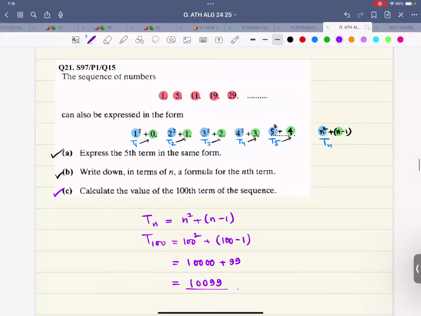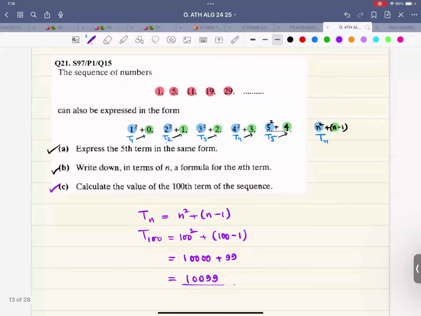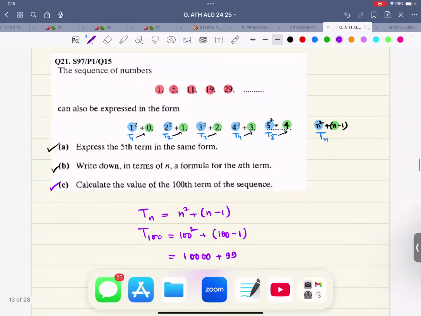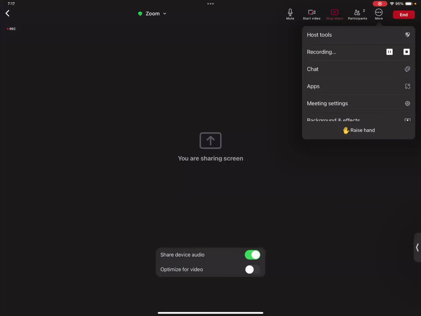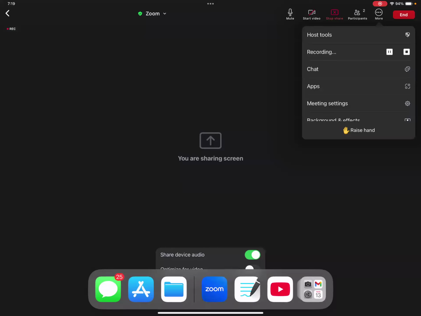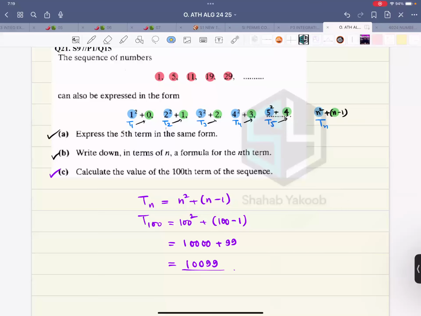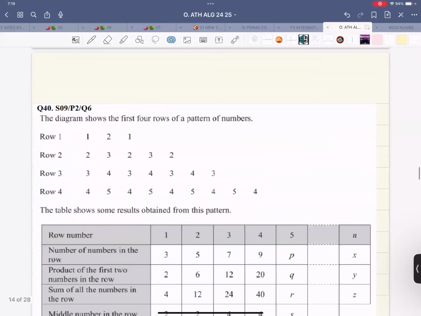So let me pause the recording so that you can copy and complete this question. It's completed. All you have to do is to copy it. So now this question is done. Let me move to the next one.